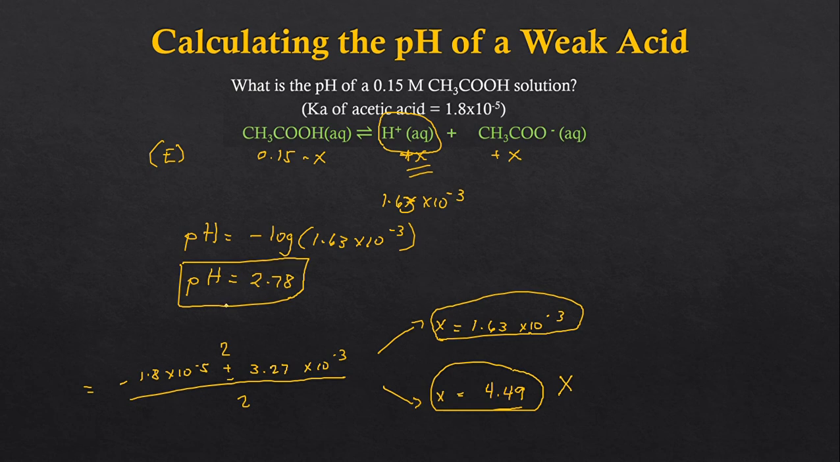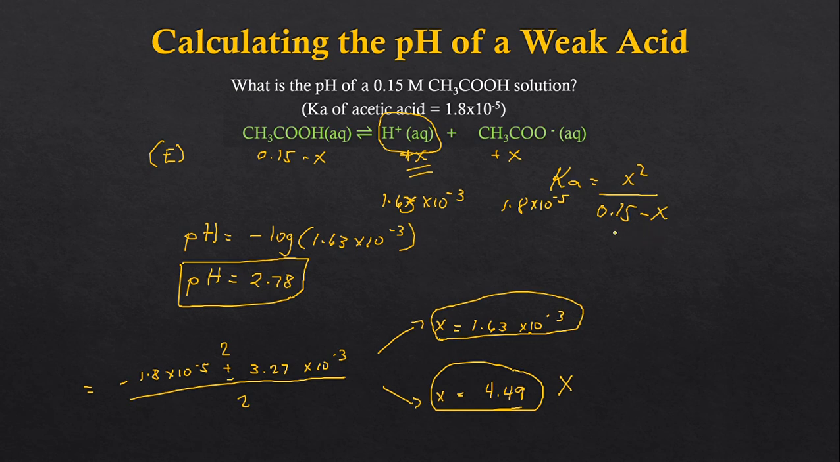Now, actually merong technique din dito yung tinatawag nila na approximation at saka yung 5% rule. Ganito lang siya. Okay? Para di ba yung sa Ka natin kanina? Yung equilibrium constant expression natin. Ka is equal to x squared over 0.15 minus x. Pwede ma-simplify yung calculations natin dyan. Itong Ka nga pala is 1.8 times 10 to the negative 5, di ba?